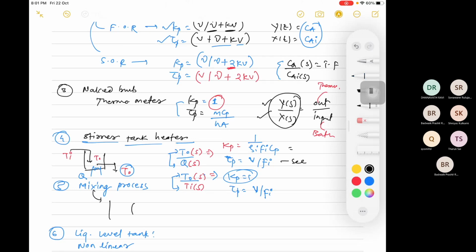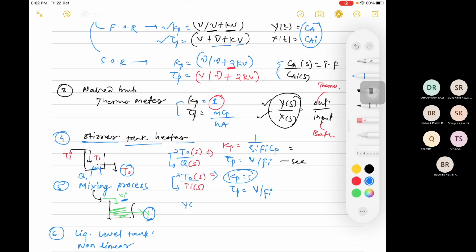Then mixing process. This is your system. Inlet concentration is Xi and outlet concentration is Y. Okay, so you are having this tank. Here some liquid is there. You are changing the mole fraction of some component in the inlet stream. Okay, so you will see dynamics in the outlet. Right? So this is the mole fraction of component A in the inlet, and this is component A in the outlet, and there is no reaction. So as you change the inlet concentration, there will be change in outlet concentration.